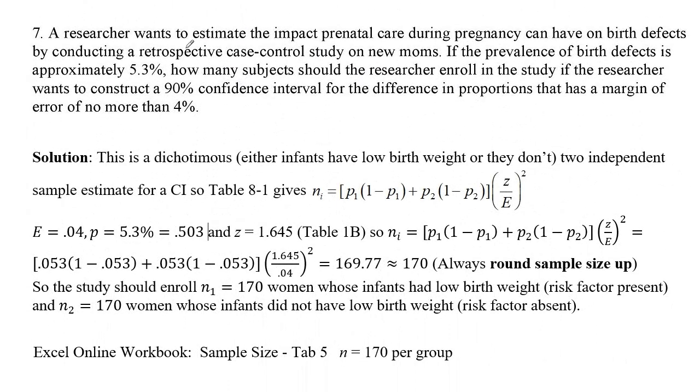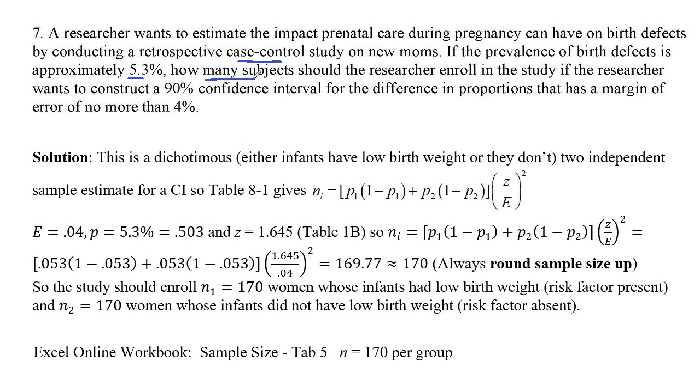And then lastly, a researcher wants to estimate the impact that prenatal care during pregnancy can have on birth defects by conducting a retrospective case control study. So you're going to have exposure, non-exposure groups. So that's going to act like 2 populations or 2 samples. If the prevalence of birth defects is approximately 5.3%, that's going to be our P. That is right here. P is 5.3% or 0.053.